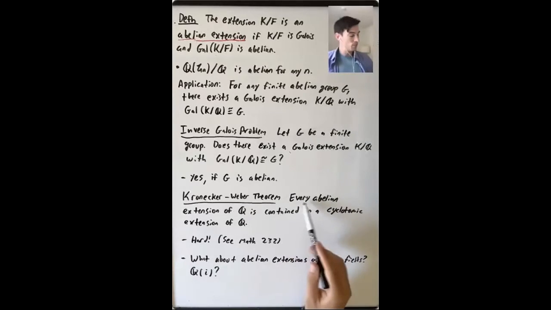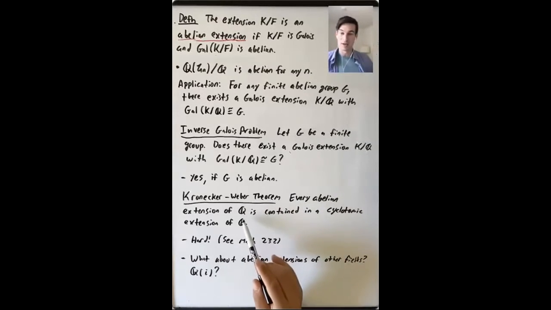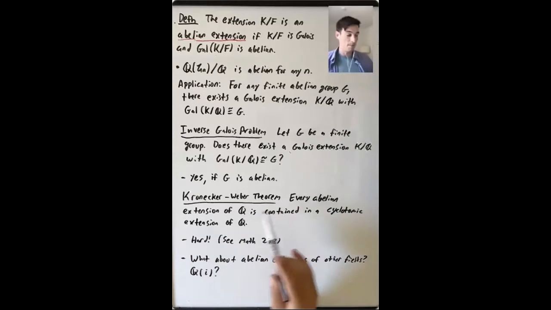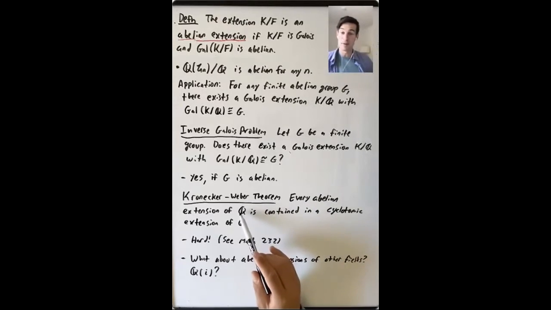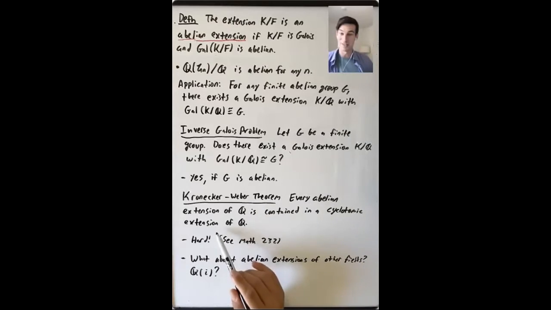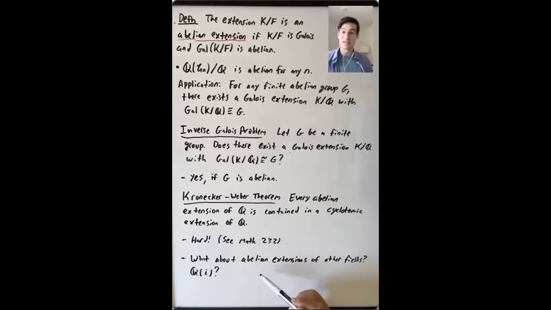Okay, so let me just point out that here, this Q is very important. We understand now where abelian extensions of Q come from. They come from cyclotomic extensions and their subfields. But what about abelian extensions of other fields? Like, what about abelian extensions of a field like Q adjoin i, or some other more complicated field as your base field? And this leads to some really interesting questions in algebra, number theory, and is also a topic of active research interest.